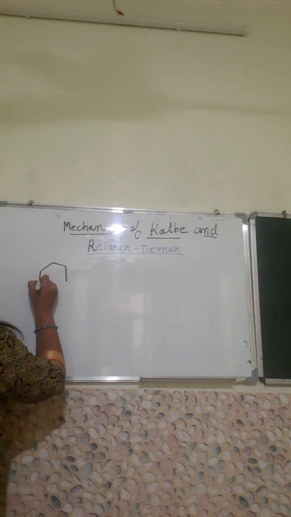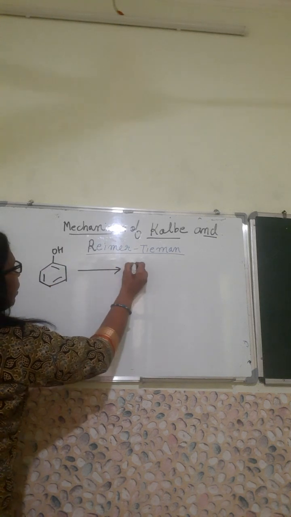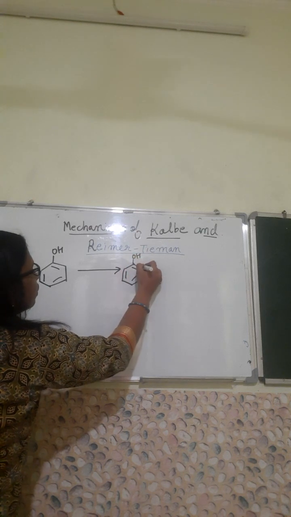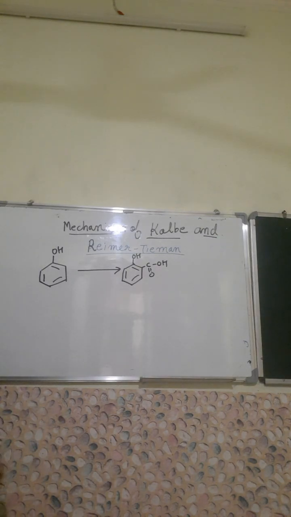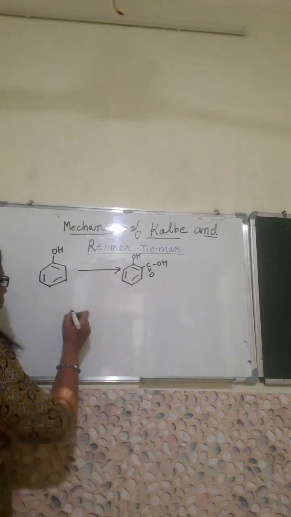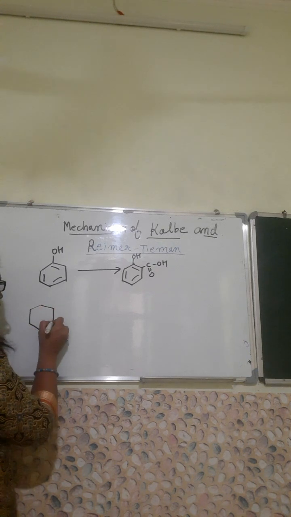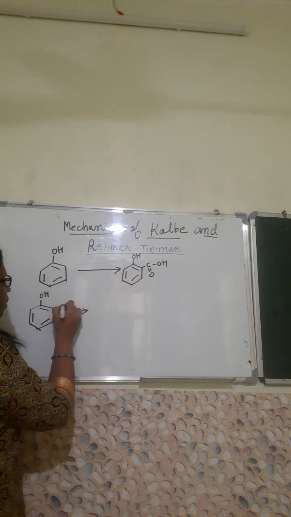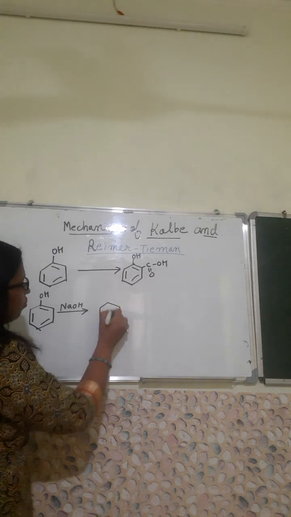At first we write down the reactant and product. Phenol converts into salicylic acid, with OH and COOH. How does this reaction proceed? We know that in Kolbe reaction CO2 is used. At first, this phenol changes into the phenoxide ion in the presence of NaOH.